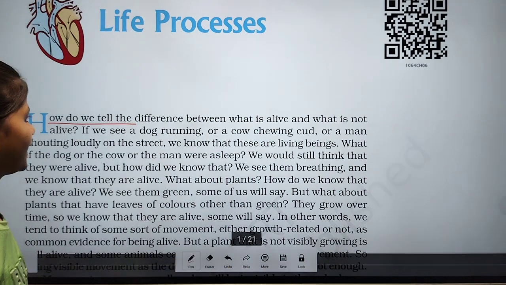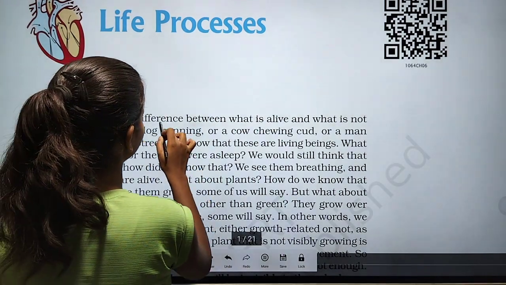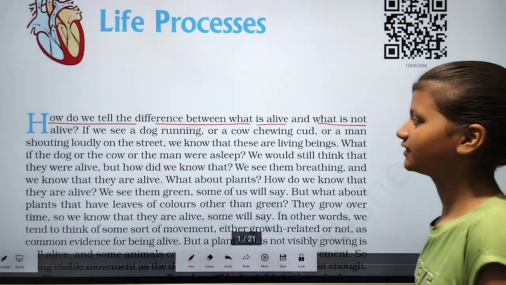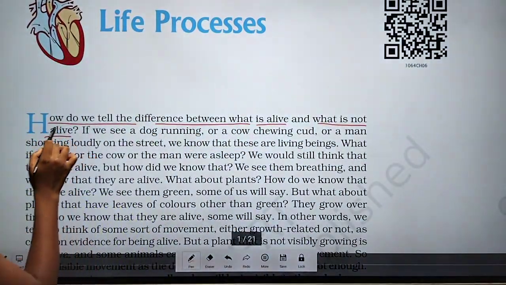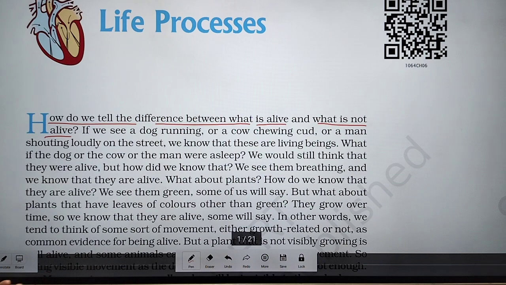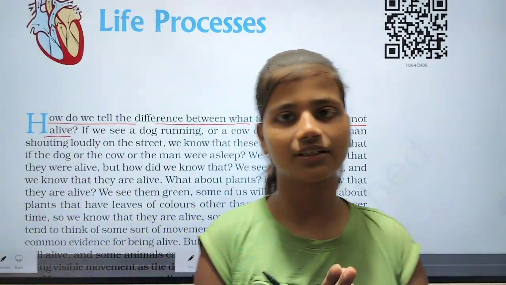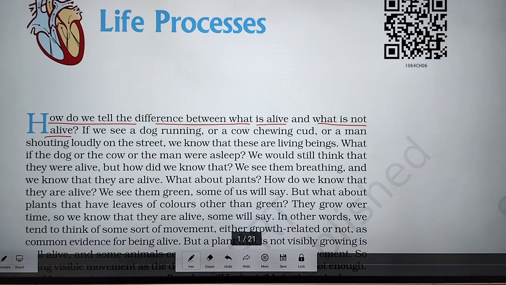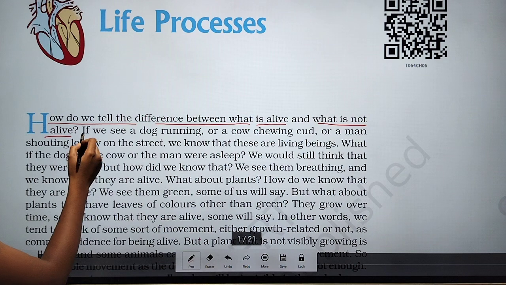How do we tell the difference between what is alive and what is not alive? Here is a question: how do we tell the difference between what is alive and what is not alive? Okay, this is the question.